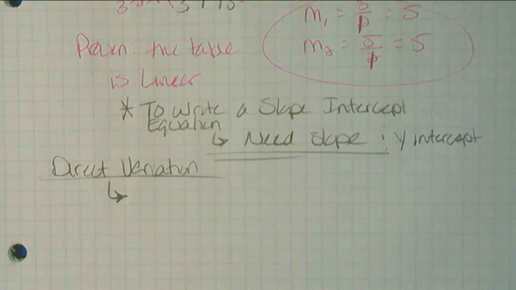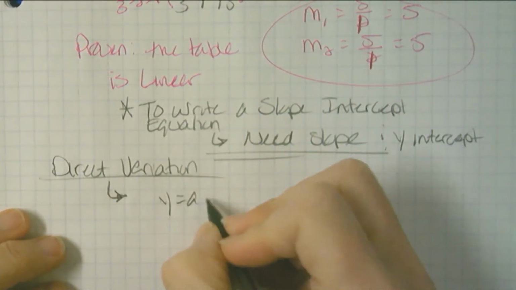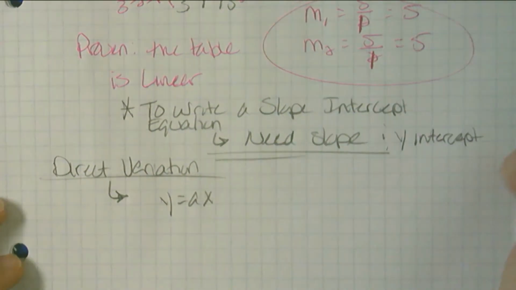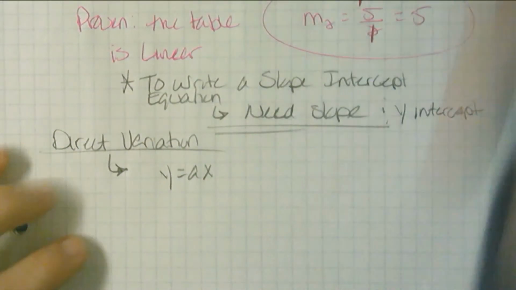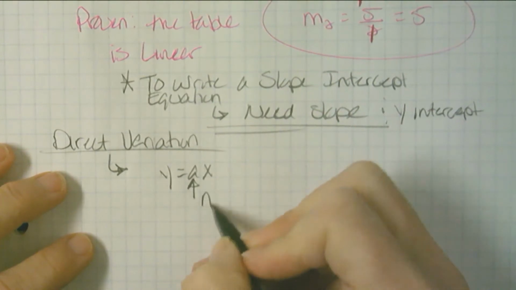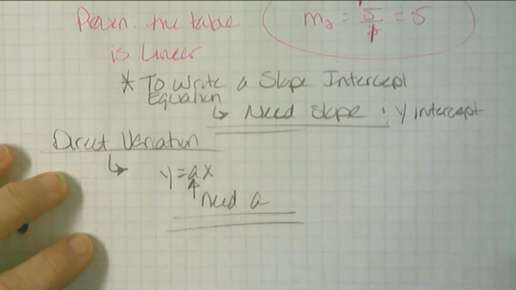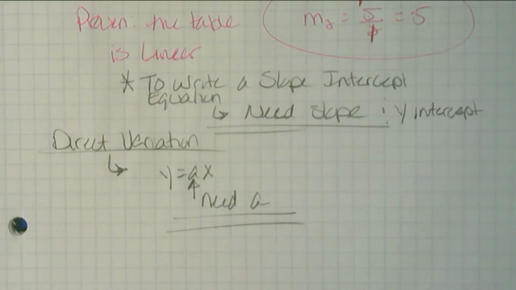What do we need to write a direct variation equation? Come on, you guys should know this. Y equals A times X. What do I need to be able to write a direct variation equation? Joseph, you need the A. You need the A value.